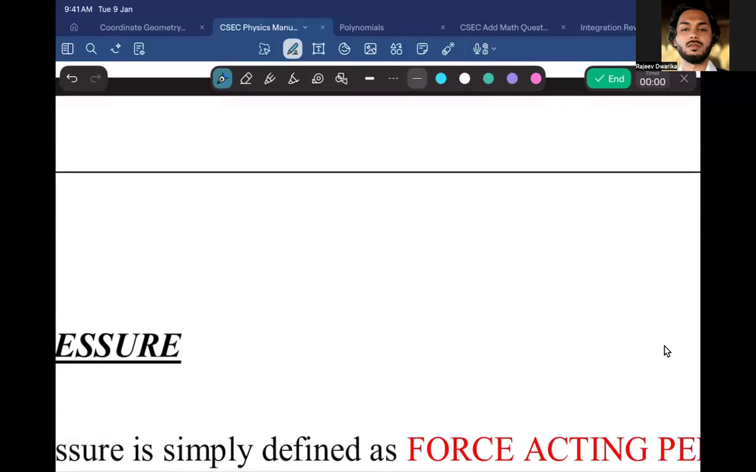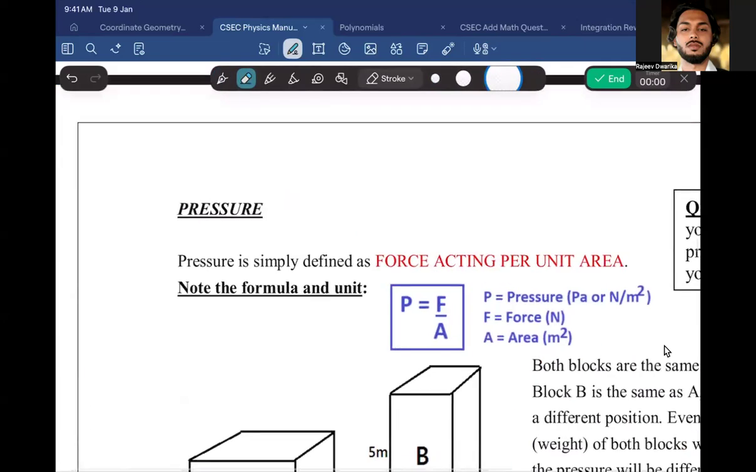Right, so the formula for pressure is force over area. That's what pressure is. And Shayna, if I ask you what are the fundamental units, what would you tell me? It would be newtons over meter squared. So Newton per meter squared. Nice.